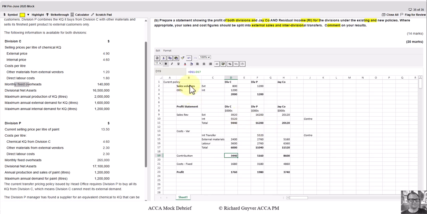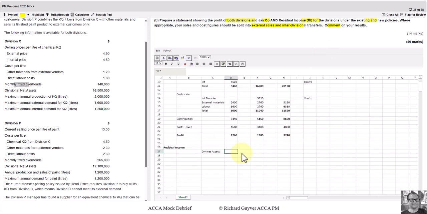So that's my profit statement. But then the other part of the question was the residual income. So I'm just moving those across to the side, just so they stand out a bit better. So I need to do the residual income for the divisions, not JCO. Divisional net assets, we've got 16.5 million here and 17.1 there. And the RI at 10% equals the profit minus 0.1 times the assets.